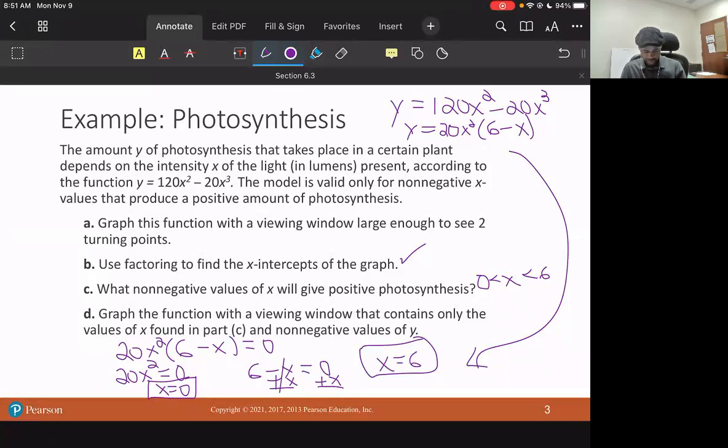Graph the function, and we did that. So we did A, we did B, we did C, we did D. Real simple, and we could have graphed it from the very beginning. We didn't have to factor it. We could have used the graph to find the factors.